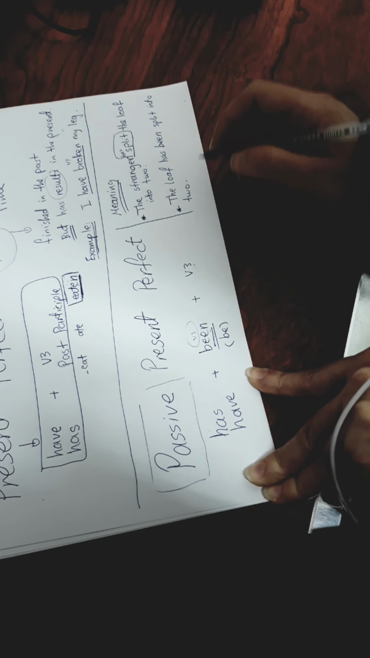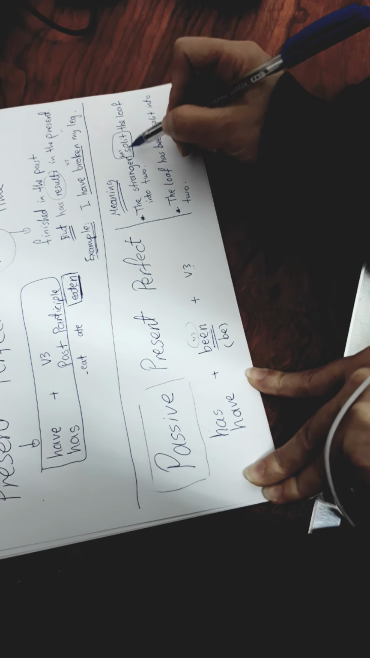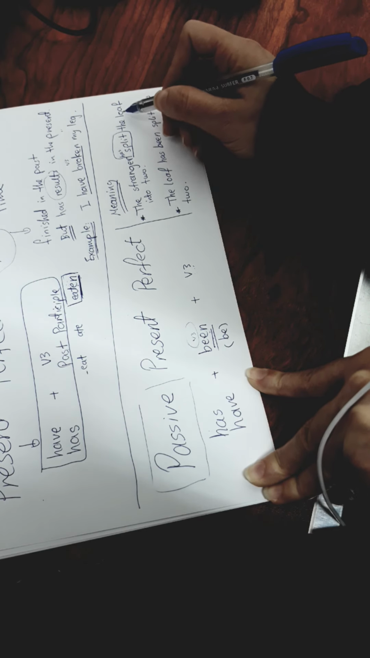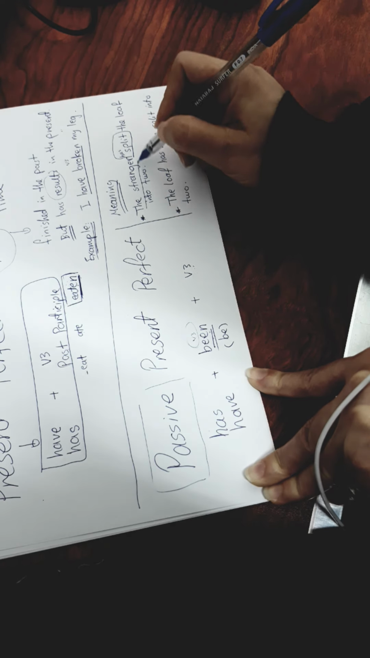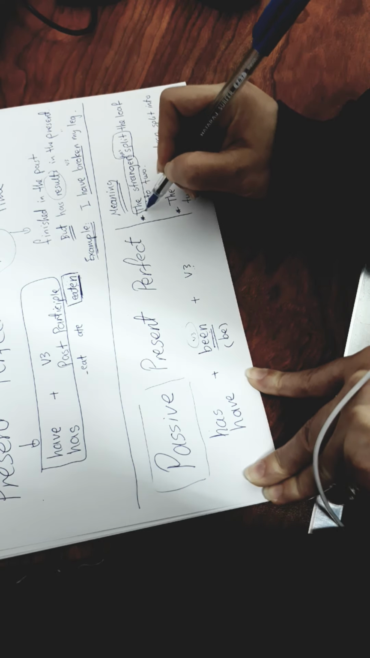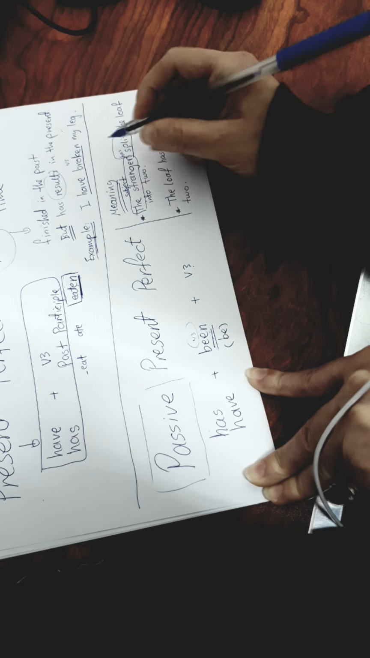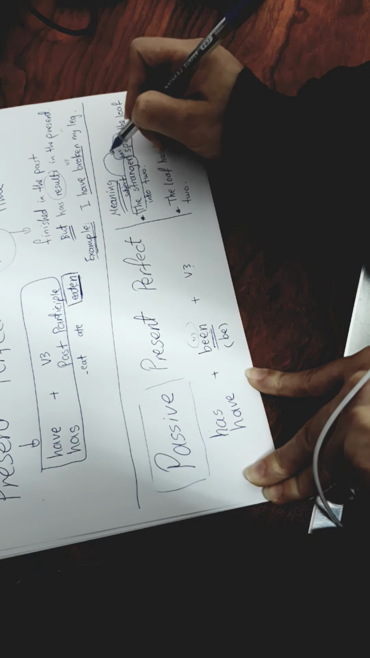Right, what did we do here? Who split the loaf? Who split it? The stranger. Who did it? This is actually the subject of the sentence. This is the one who did this action.